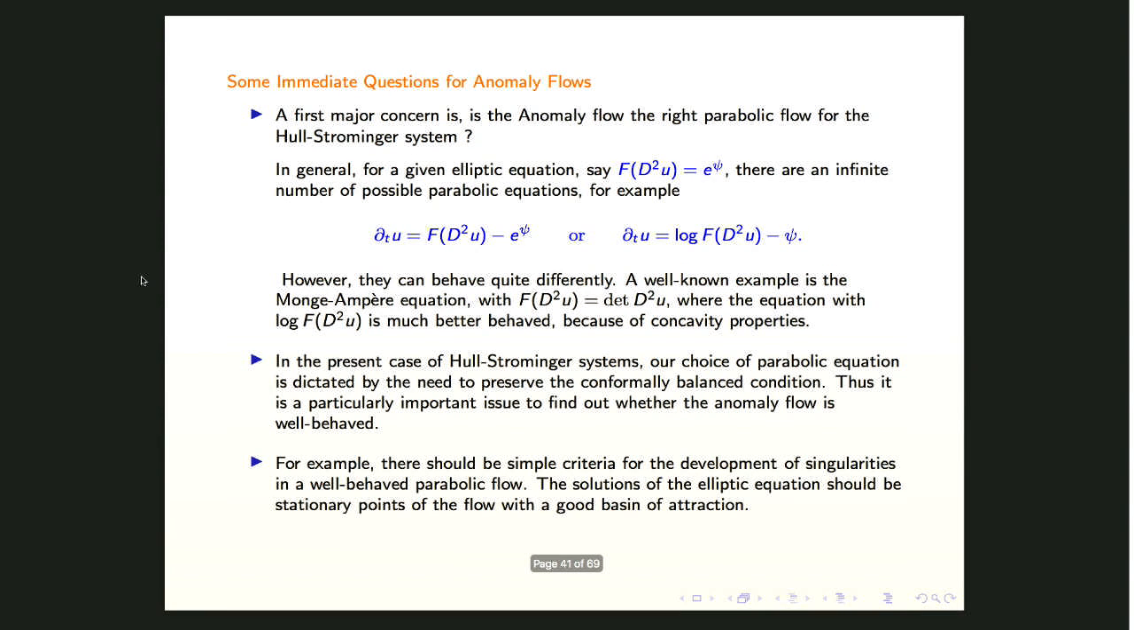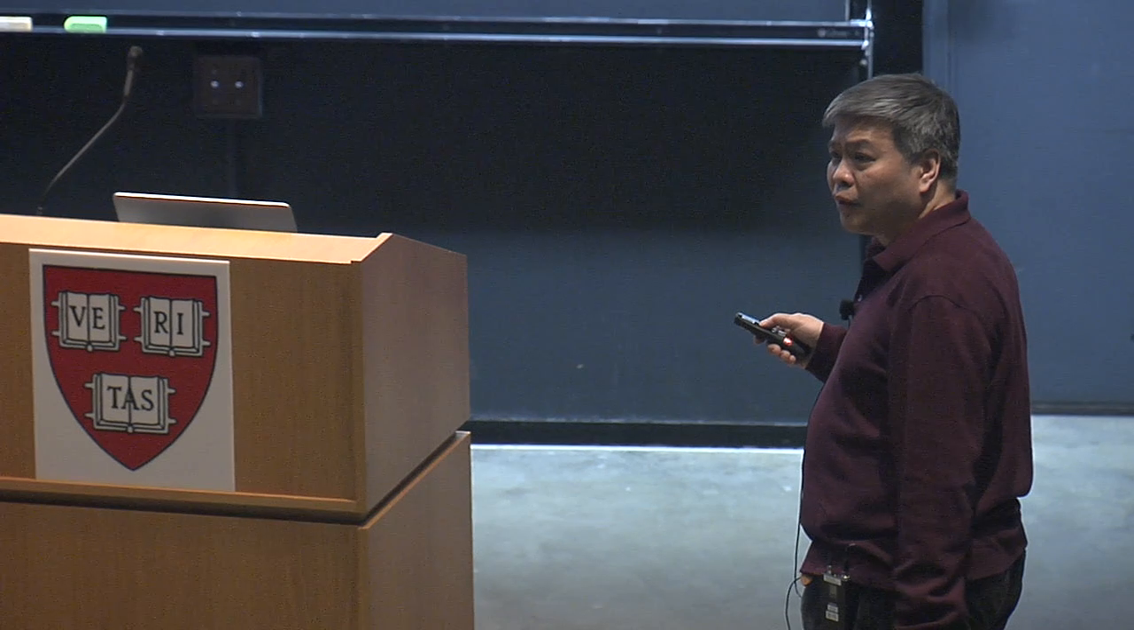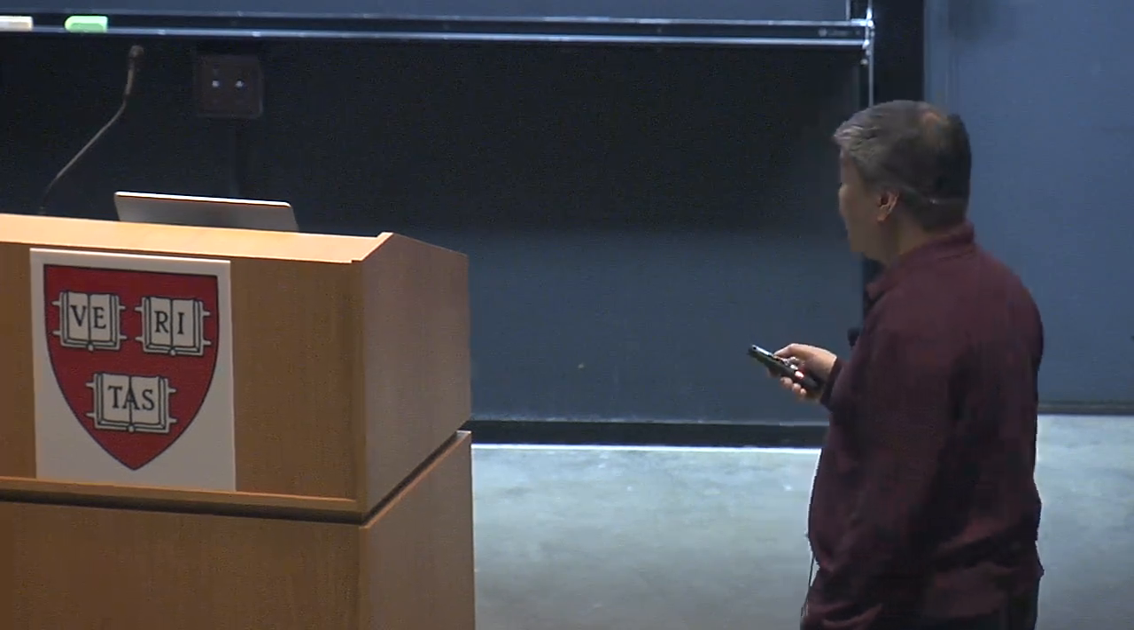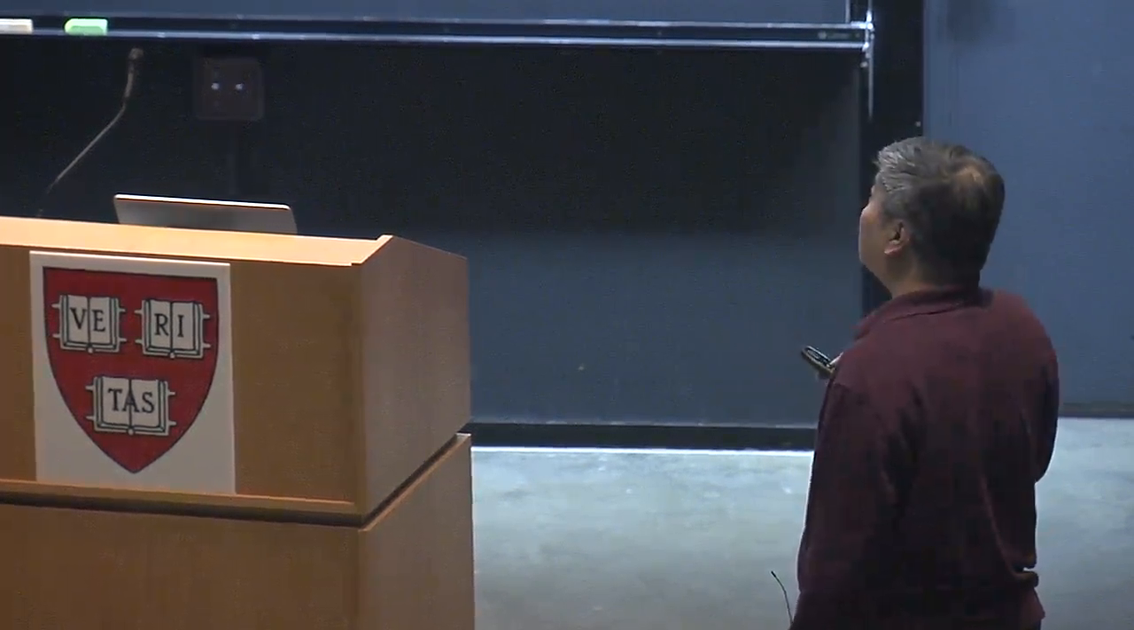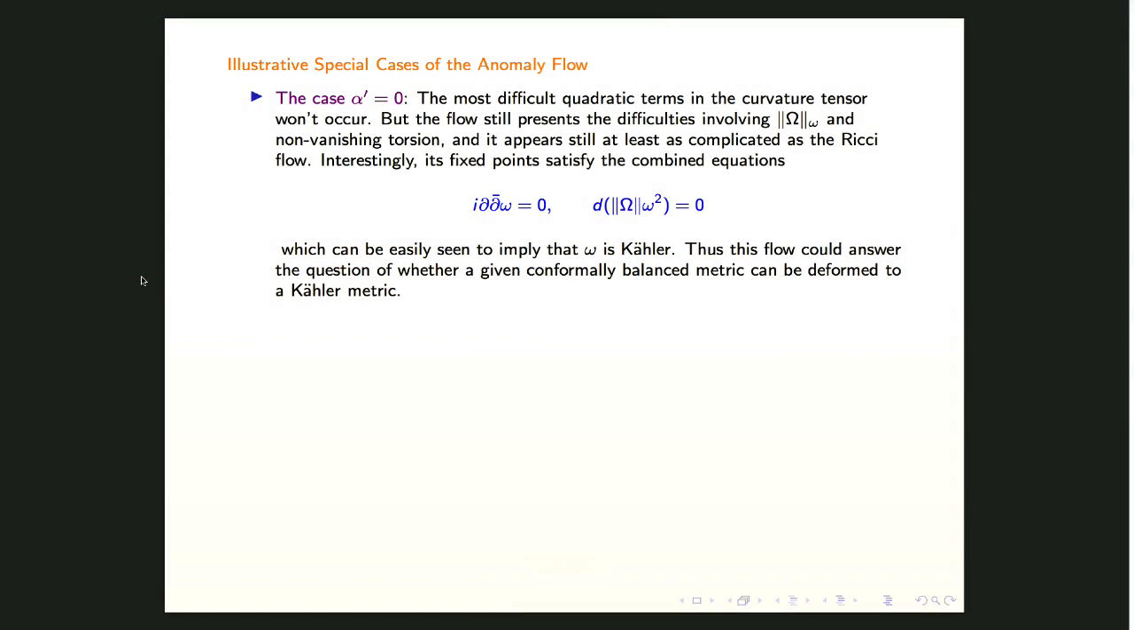Now, what could be criteria for the good behavior of a flow? Well, often the flow will develop singularities, and we would like simple criteria for when this happens. And also, suppose that we have solutions, we would like to have a good basin of attraction of initial data where starting from there you would converge to the solution and capture a solution. So this is an immediate question.